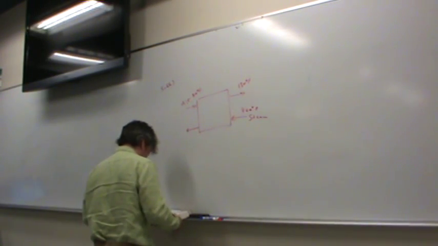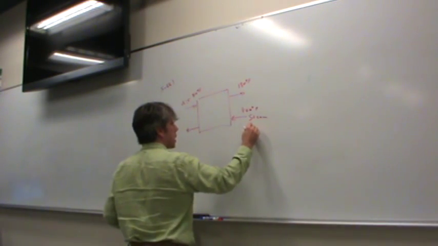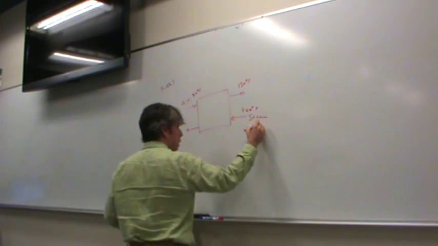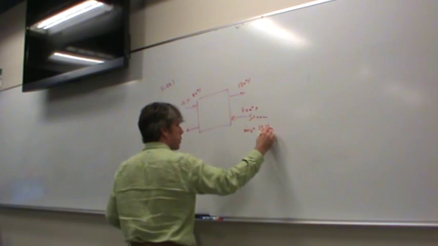Let's see, what else does it say? We've got a mass flow rate of the steam that is 15 pound mass per minute.